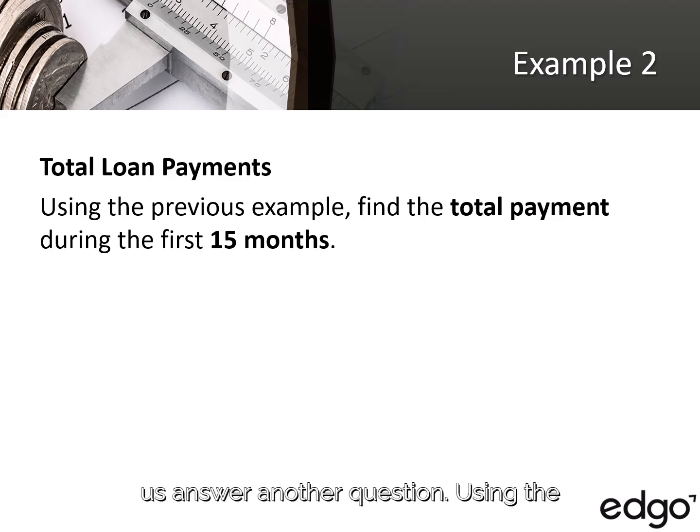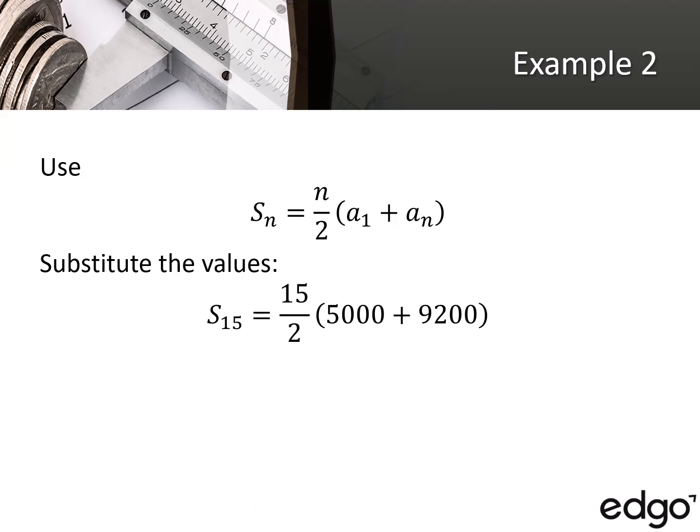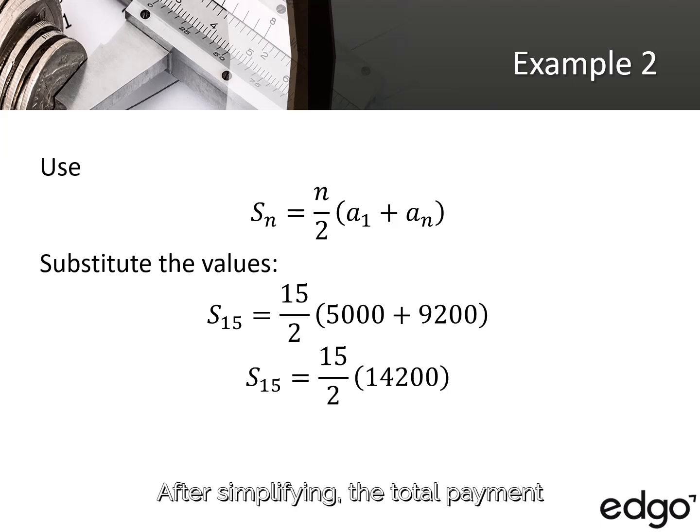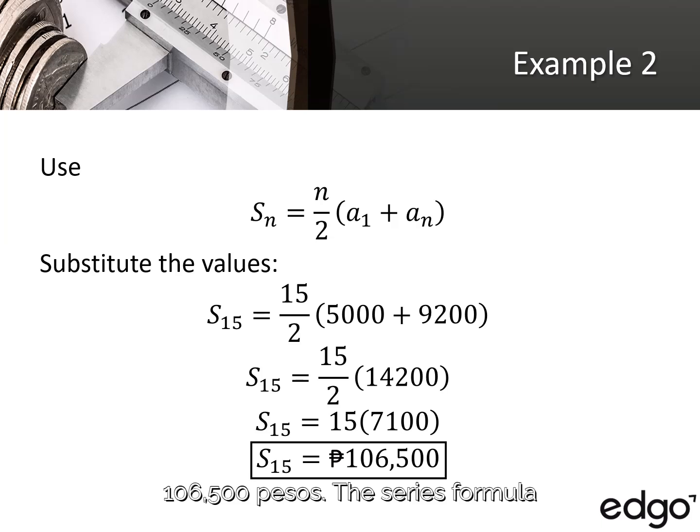Now let us answer another question. Using the same example, find the total payment during the first 15 months. Since we want the total amount paid, we will use the arithmetic series formula. The first payment is 5,000 pesos. The 15th payment is 9,200 pesos. Substitute these values into the arithmetic series formula. After simplifying, the total payment during the first 15 months is 106,500 pesos. The series formula allows us to compute the total quickly without adding every payment individually.